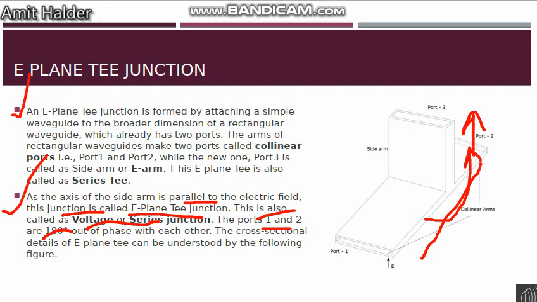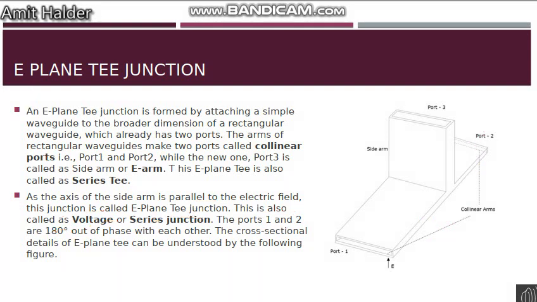The E plane is known as a series junction or voltage junction, as the E arm is perpendicular to the collinear arm. But that is the basic idea of the E plane T junction.